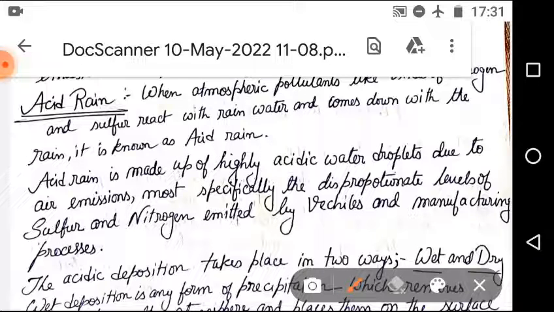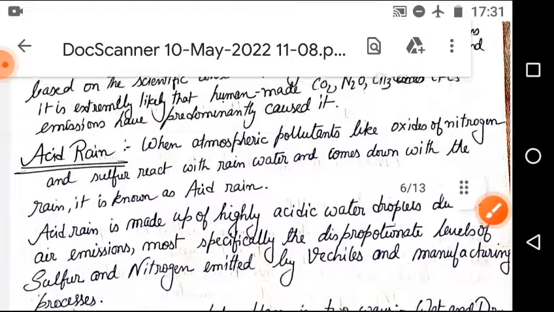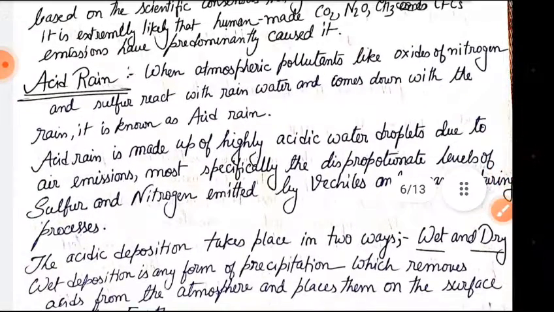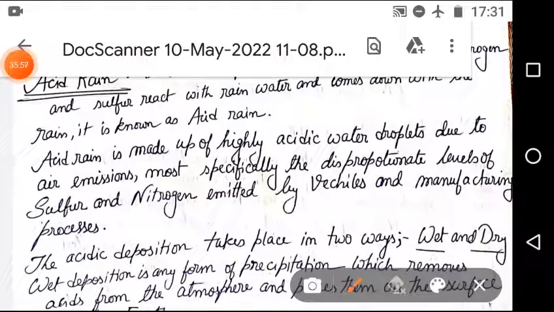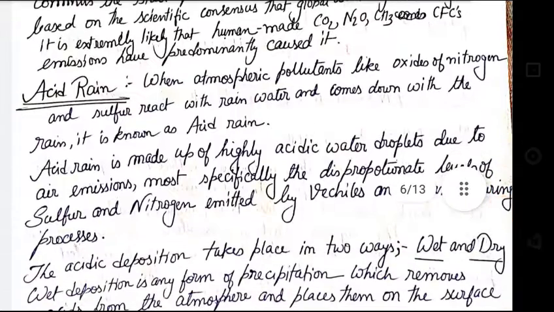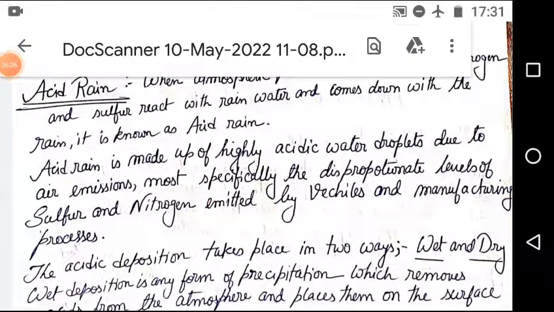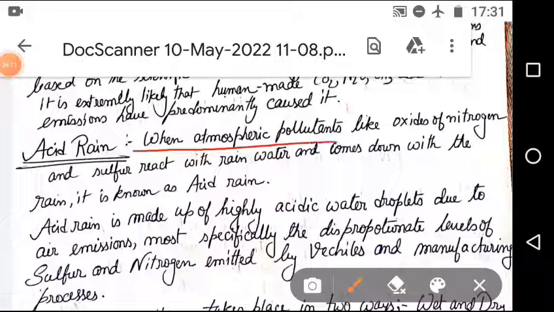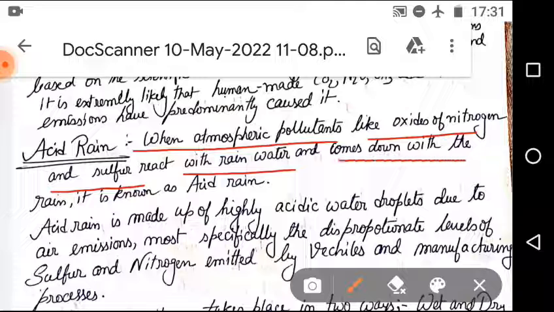It is saying here that when atmospheric pollutants, like oxides of nitrogen and oxides of sulfur, react with the rainwater and come down with the rain, it is known as acid rain. So, acid rain.